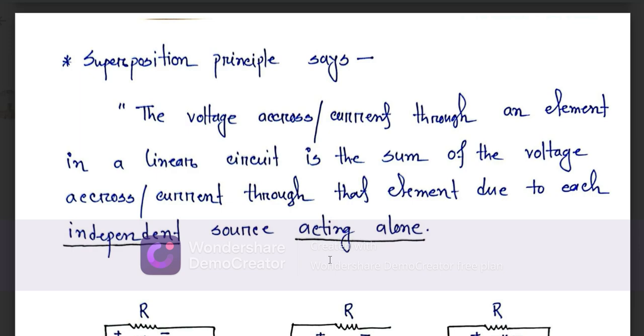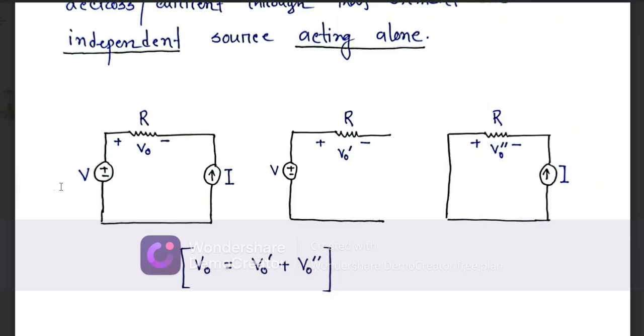Let's suppose we have a circuit like this where we have two sources V and I, and there is only one resistor, and across that resistor we have a voltage V naught. Now when we apply the superposition principle, we only consider a single source at once. So at a time we turn off the current source first, and then again we turn off the voltage source. And for each of the sources, we get the corresponding voltages across the resistor. One is V naught prime and another is V naught double prime. And by summing them up, we get our V naught.